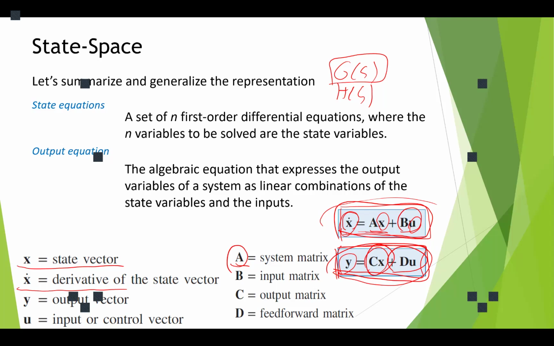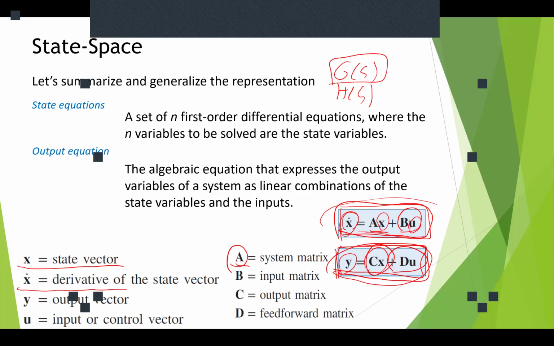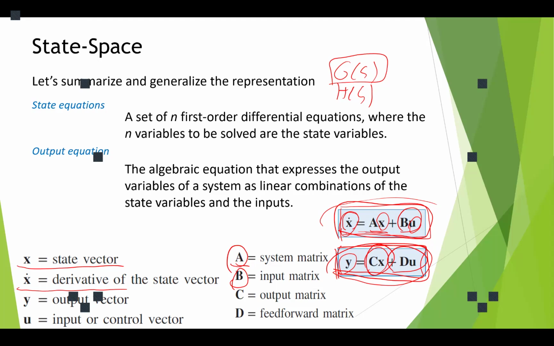Are we good? So B is the matrix, we call it input matrix, is the matrix that defines how the input would participate in the behavior, the dynamic of our system. Okay?